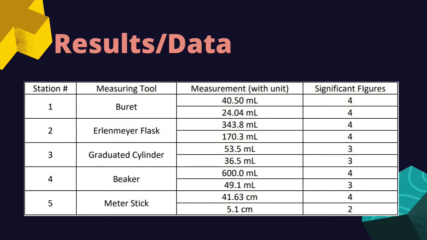The experiment provided the learners with different photos of measuring tools which had certain measurements in them. These measuring tools include the burette, the Erlenmeyer flask, the graduated cylinder, the beaker, and the meter stick. The learners had to determine the measurement given in the photos of the measuring tools. Also, they have to determine the significant figures based on the measurement that they have recorded.